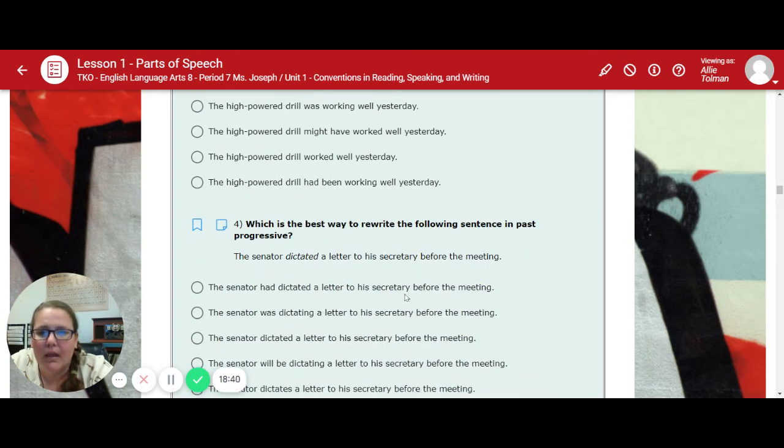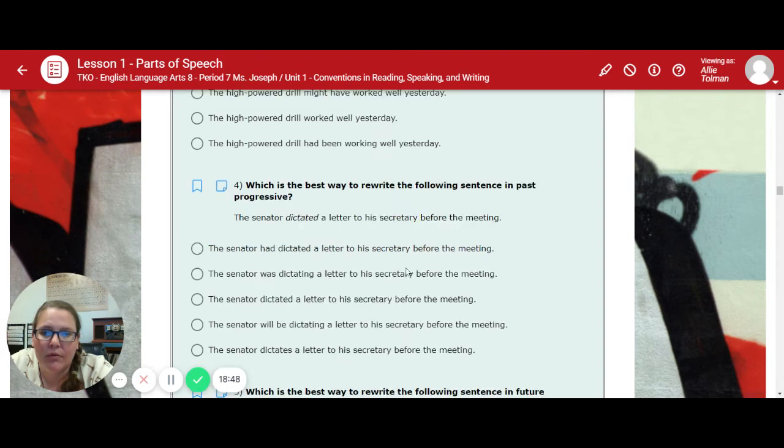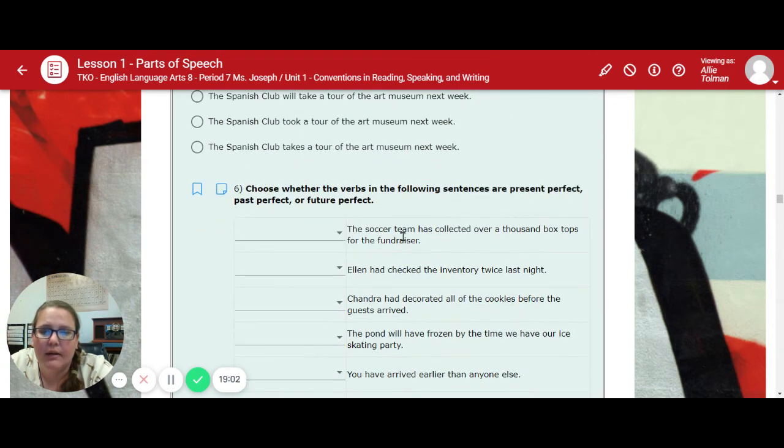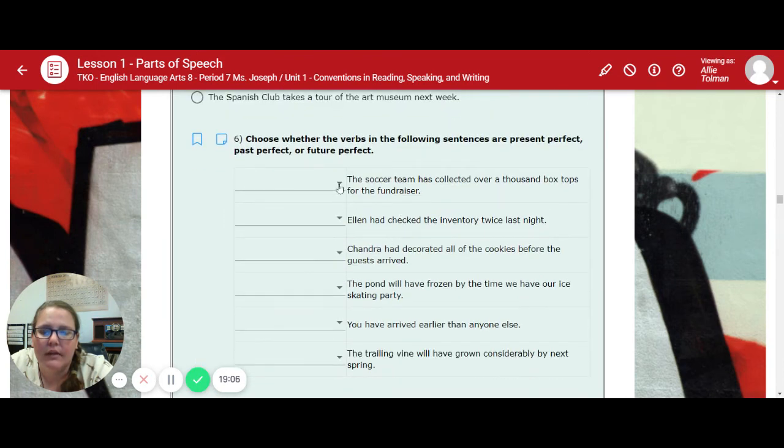Number 4, which is the best way to rewrite the following sentence in past progressive? The senator dictated a letter to his secretary before the meeting. Number 5, which is the best way to rewrite the following sentence in future progressive tense? The Spanish Club will take a tour of the art museum next week. Now, here is where you're going to choose the answer from the little drop-down menu.